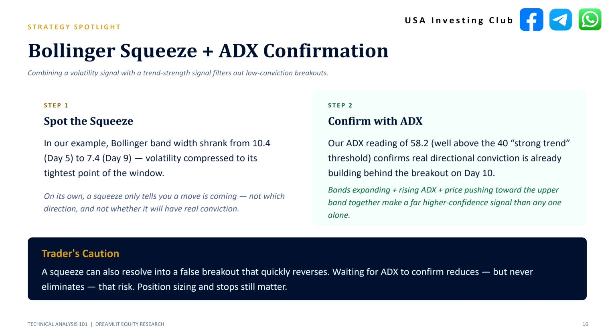Volatility compressing to its tightest point across the entire window. Step 2. Confirm with ADX. Our ADX reading of 58.2, well above the 40 strong trend threshold, confirms real directional conviction is already building behind the breakout that follows on day 10. Put together, bands expanding, ADX rising, and price pushing toward the upper band all at once make a materially higher confidence signal than any single tool acting alone.